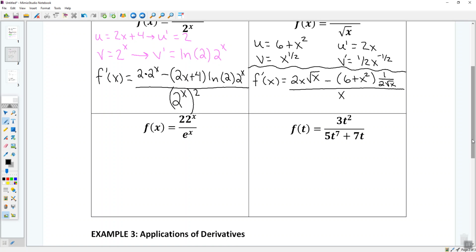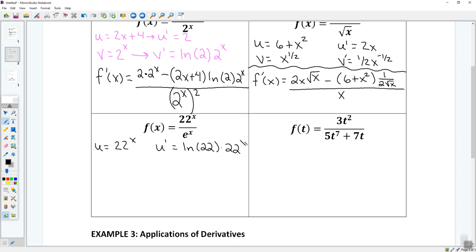Let's hear somebody other than Ellie here. I got you. Okay, go, Gibby. Alright, so the u is ln 22 to the x, right? So what's that make u prime, buddy? Natural log of 22 times 22 to the x. Very good.